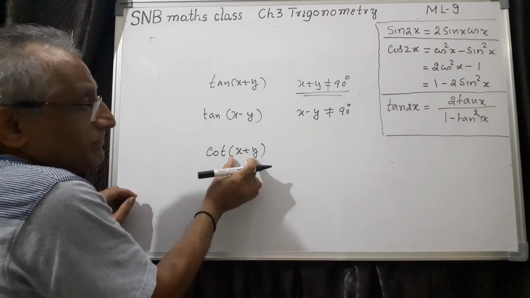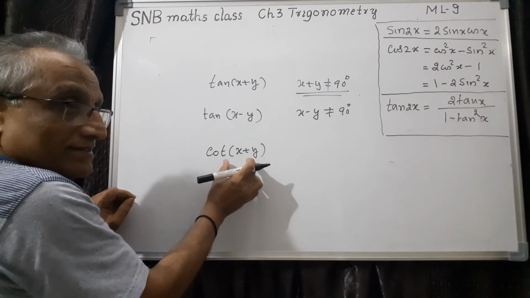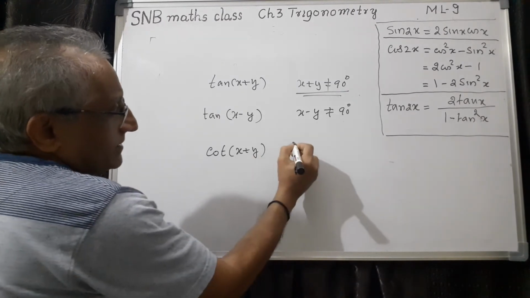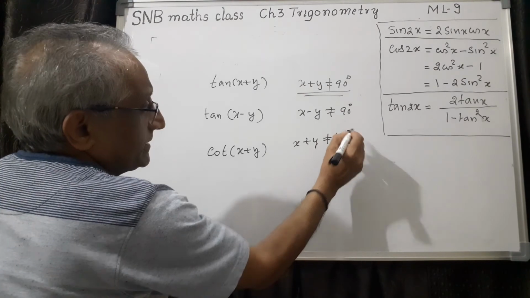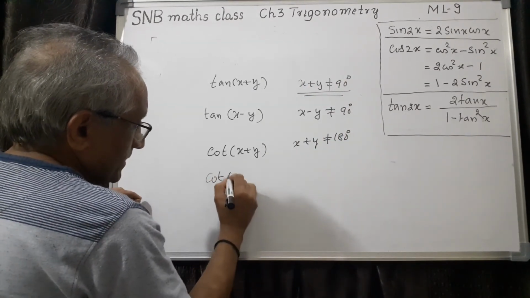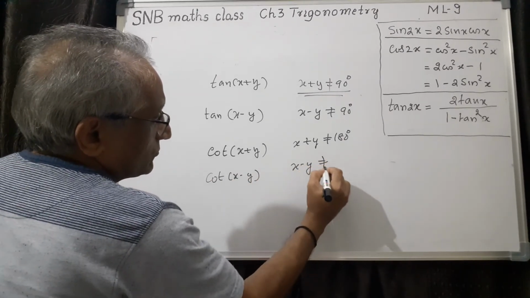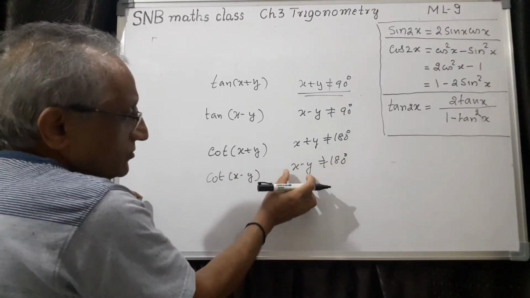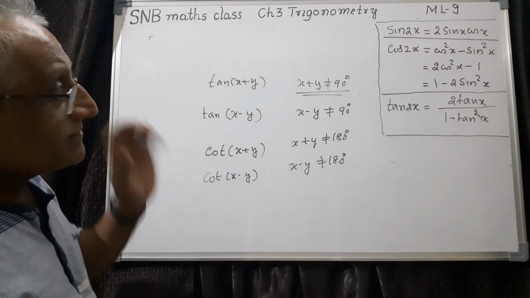Here, this should not be a multiple of pi, because cos by sine becomes sine 0. Therefore, here the condition is x plus y should not be 180 degree, in degree measure, or pi in radian. And here also, if you take cot of x minus y, the condition is x minus y should not be 180 degree. And it should not be 0 also. So it is not valid for 0 also. So these are the things you have to remember.